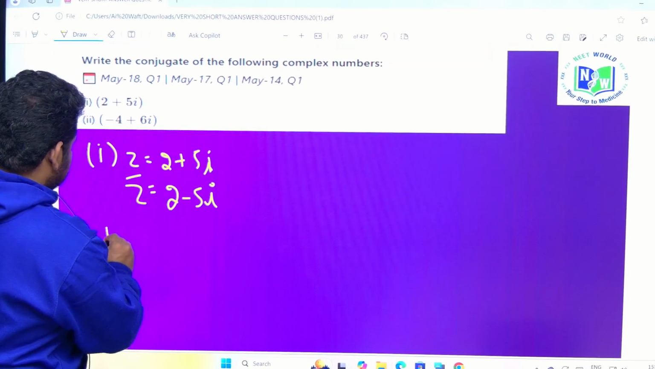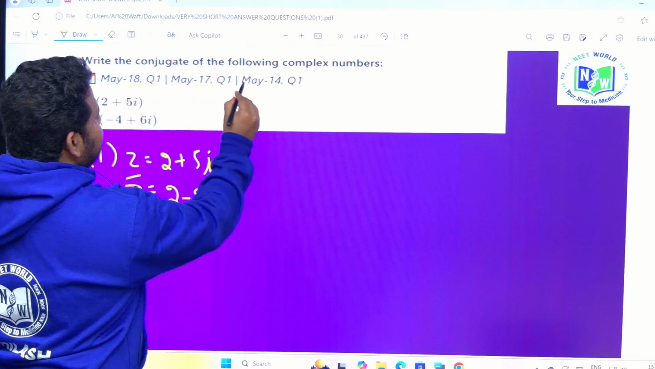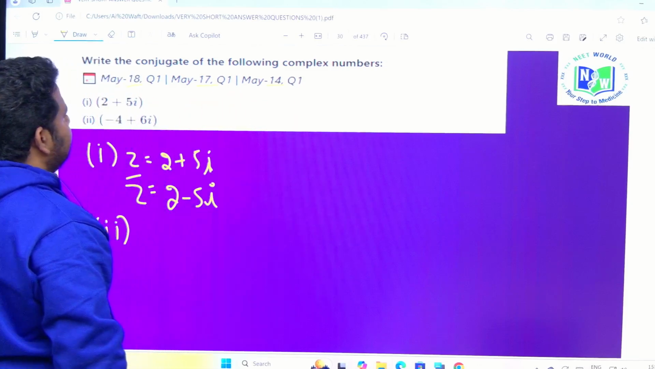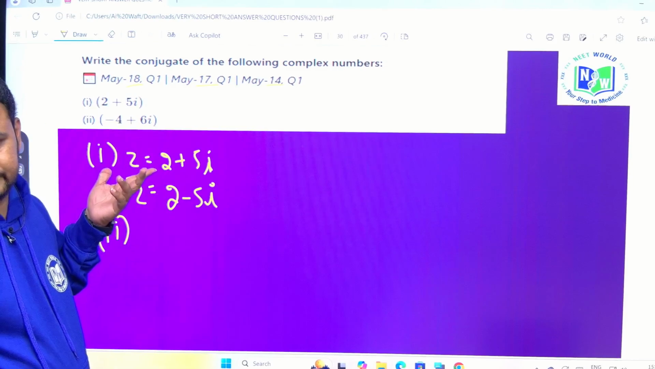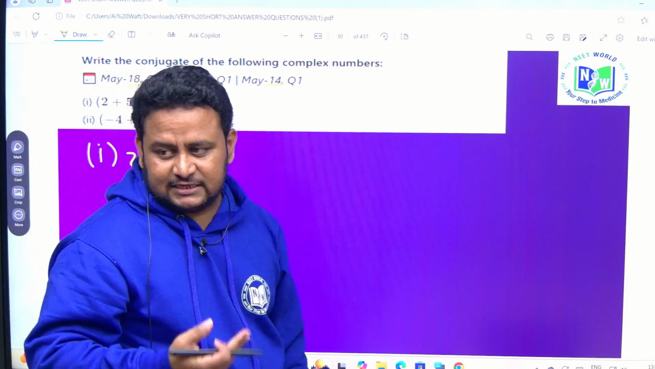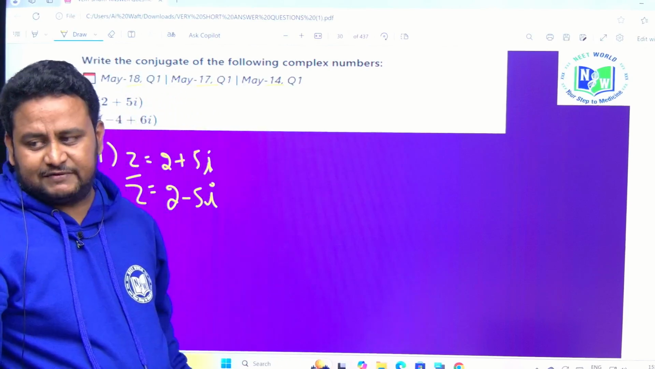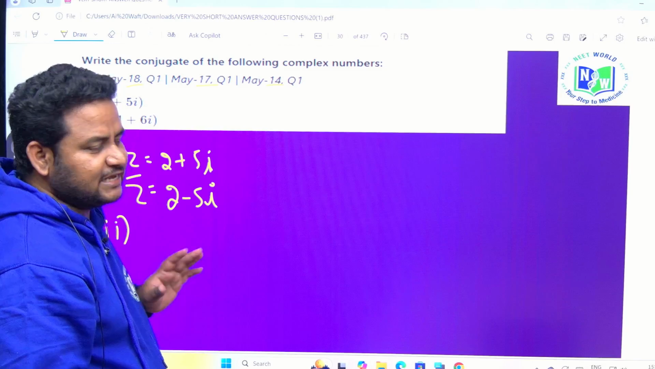Next question. Multiplicative inverse, repeat this question. So you should be very clear with this concept. Simple concepts, but you have to be careful.